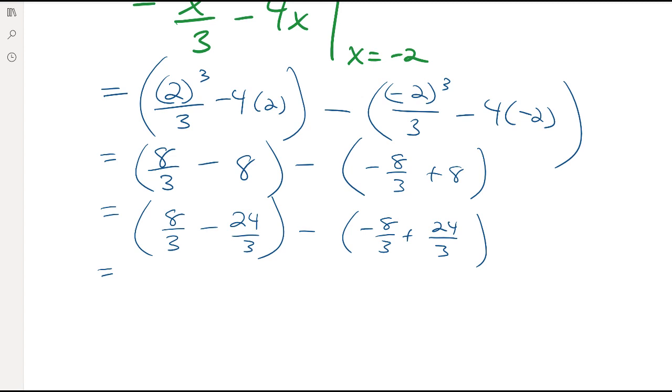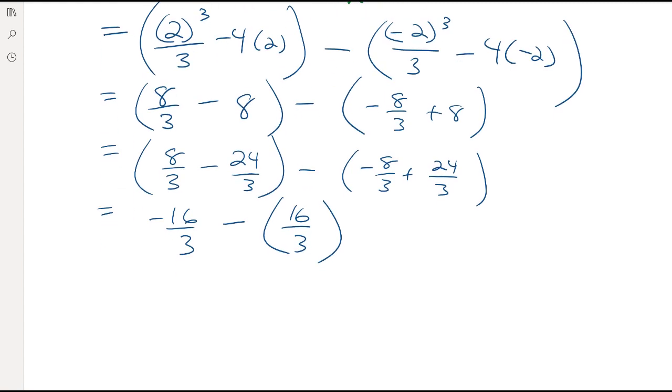Let's see here. We get 8 minus 24, which is a negative 16/3, minus a positive 16/3. Okay, so we have negative 16/3 minus 16/3, which gives us a negative 32/3. And we cannot simplify that any further. That's your answer. Negative 32/3. I highly recommend take your time, slow down, because it's very easy to mess up your negatives when doing these problems. All right, let's keep it moving.